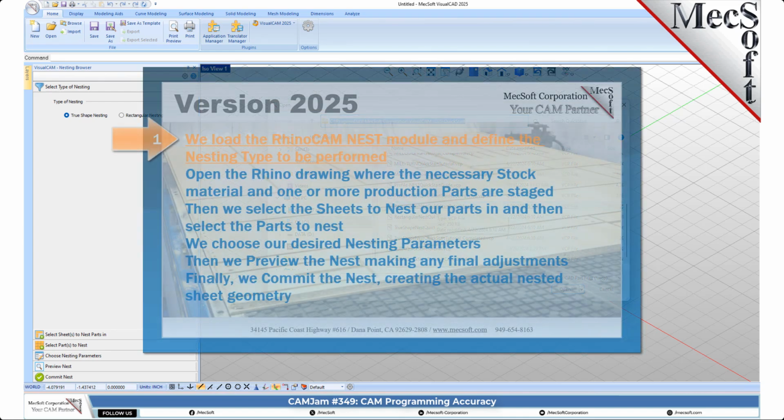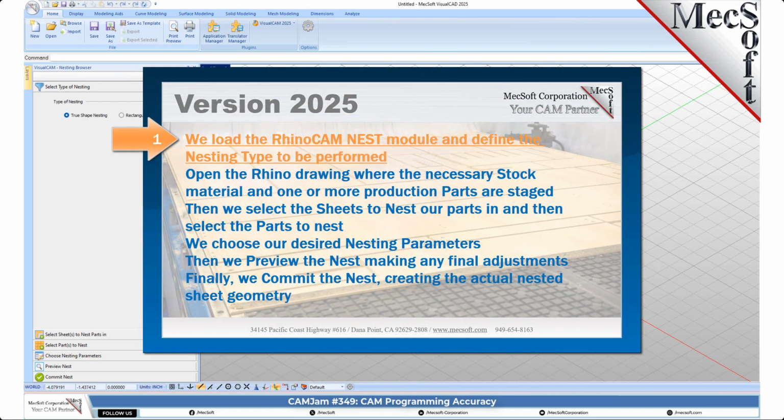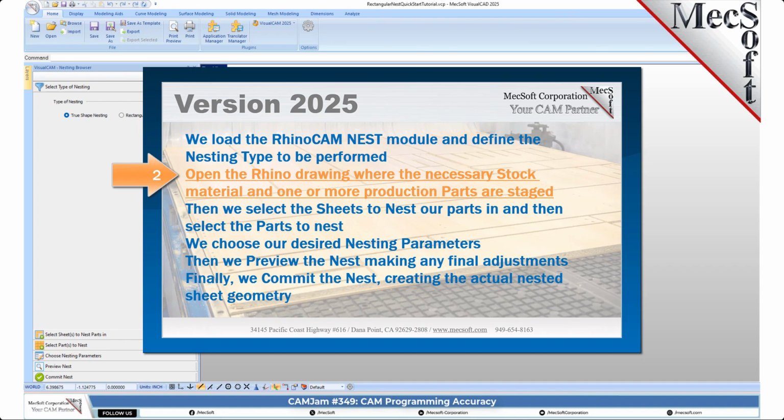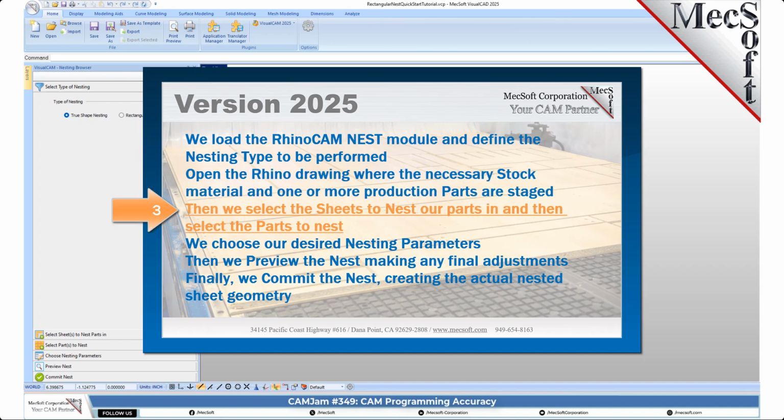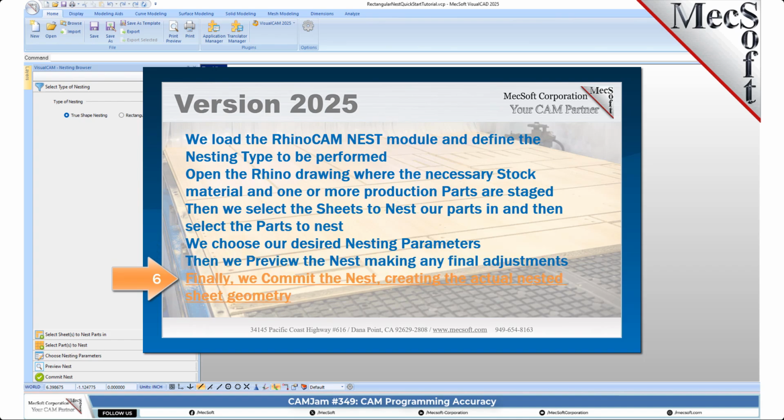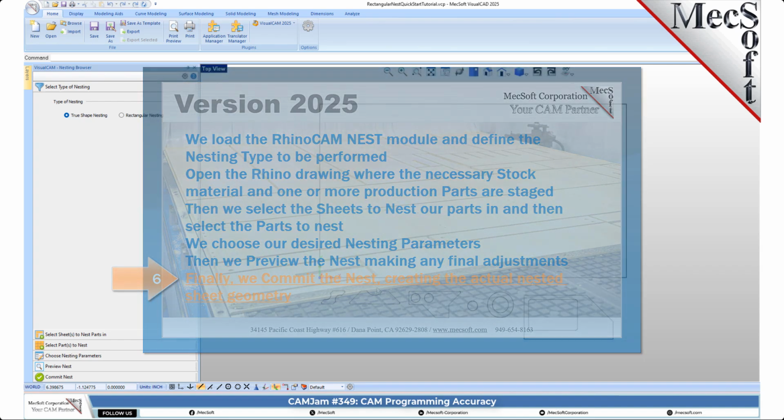The following basic steps are included in the nesting process. First, we load the VisualCAM Nest module and define the nesting type to be performed. Then, we open the VisualCAD drawing where the stock material and production parts are staged. Then, we select the sheets to nest our parts in, and then select the parts to nest. We choose our desired nesting parameters. Then, we preview the nest, making any final adjustments. Finally, we commit the nest, creating the actual nested sheet geometry.